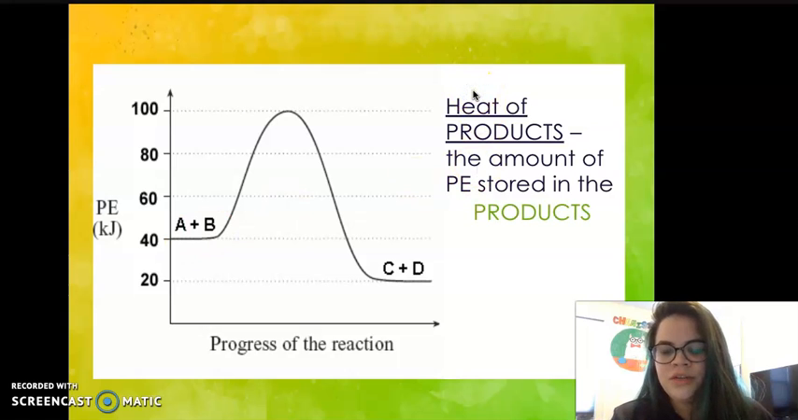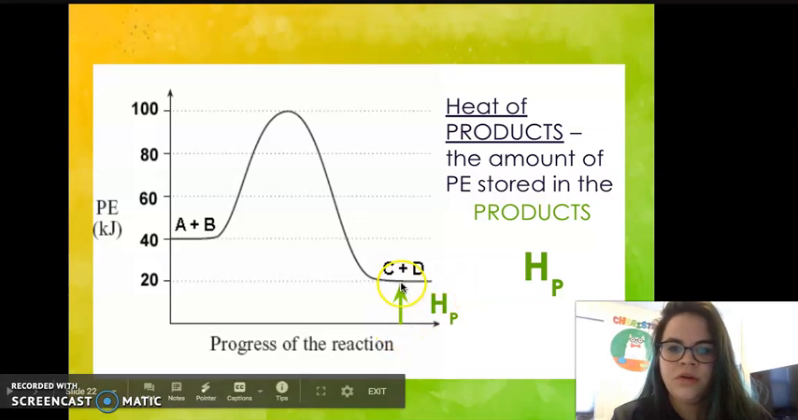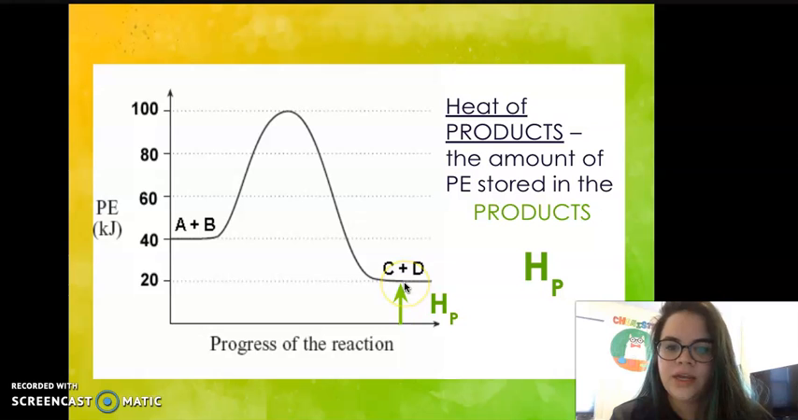The symbol for which is going to be capital H with a capital P in the subscript position. And on our graph, that's going to be 20 kilojoules here, which is the difference from 0 up to this ending point right here. Those are the two main critical points that you will see on your graph, and we're going to focus just on those two now. We'll talk about this guy up here in a second.